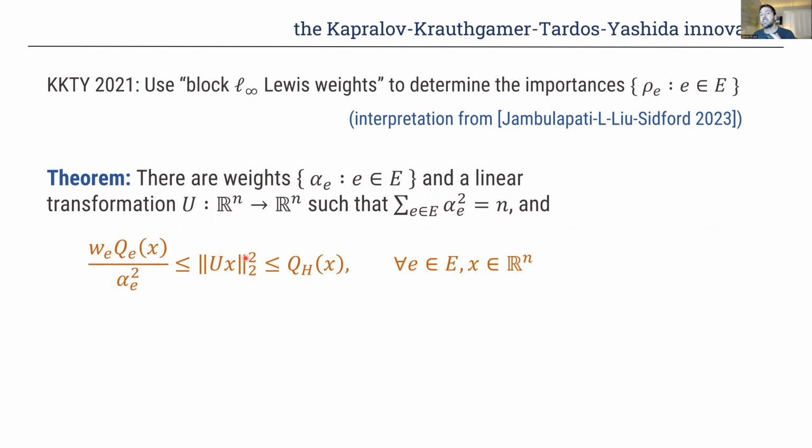In the STOC paper, I give an interpretation of this in terms of some kind of maximum volume ellipsoid subject to some constraints. In KKTY, the interpretation was in terms of some optimization problem on effective resistances. And I think perhaps the correct interpretation is as some kind of block Lewis weights, and that's the interpretation we give here. We're just going to assume that we have these weights. This is going to give us the rows that we need to sample. In fact, we're going to sample E with probability 1 over alpha E squared.